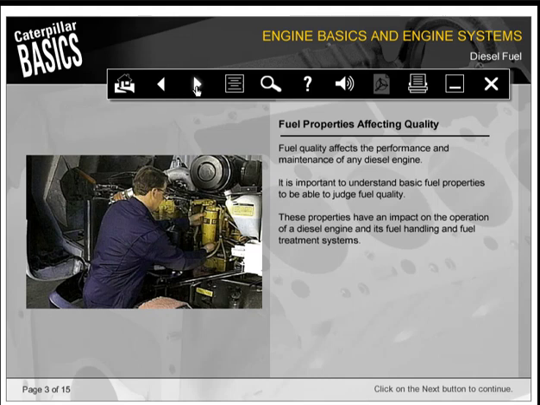Fuel quality affects the performance and maintenance of any diesel engine. It's important to understand basic fuel properties to be able to judge fuel quality. These properties have an impact on the operation of a diesel engine and its fuel handling and fuel treatment systems.